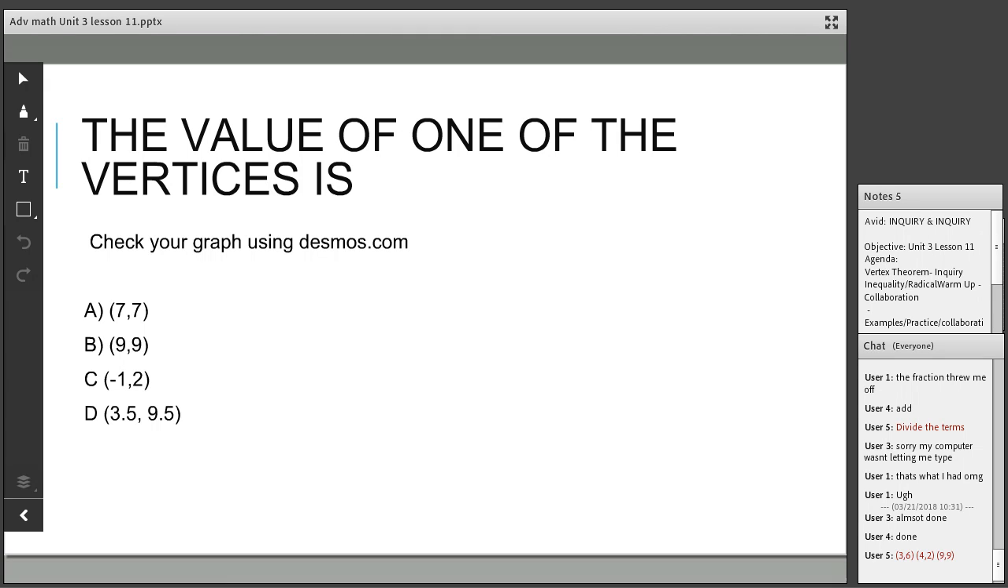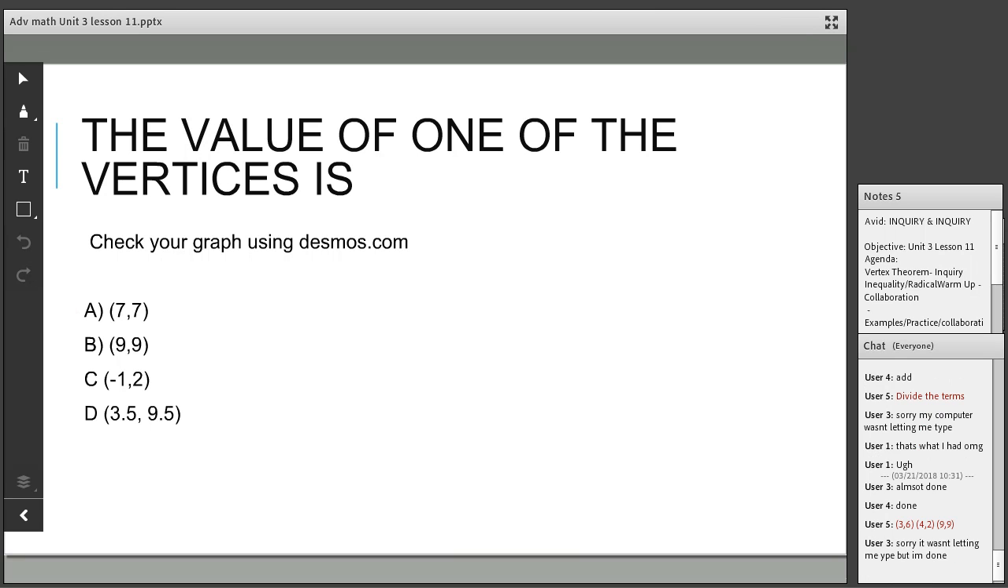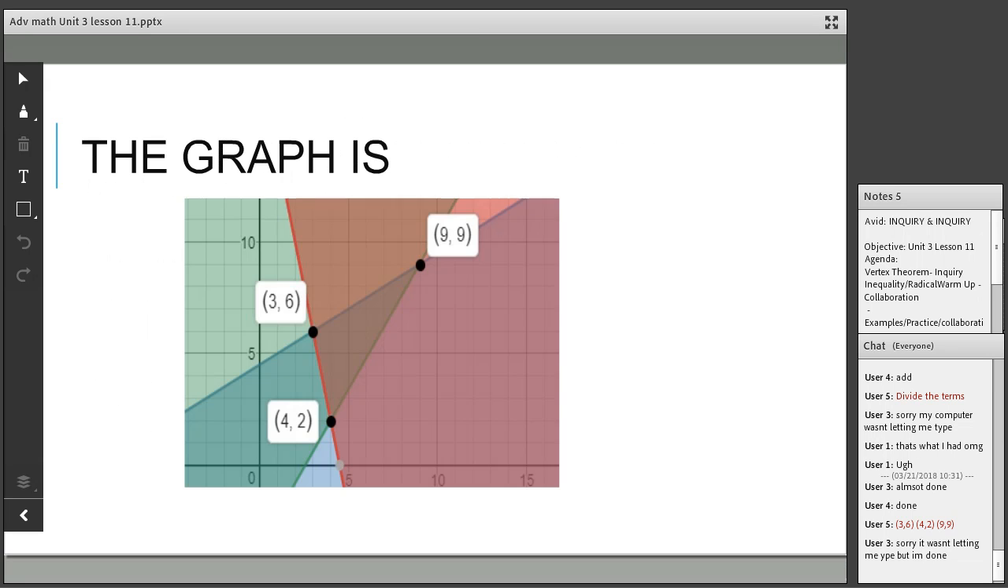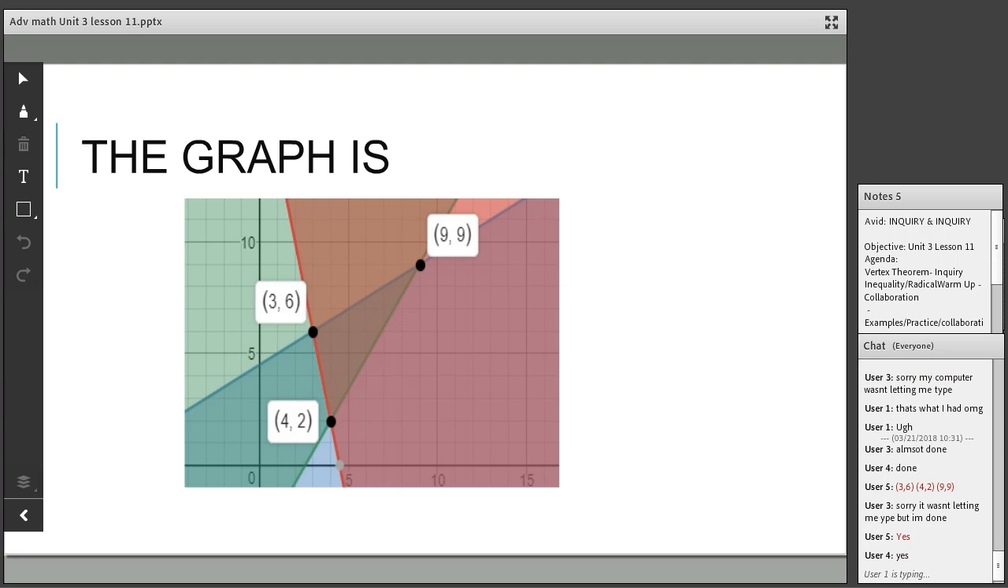All right, going on to this next one. Check your graph. Which one of these is one of the values of the vertices? Which one? You're done. Okay, perfect. Here, we should have a graph that looks like this when you got done. Is this what your graph looked like? This is what it should look like.